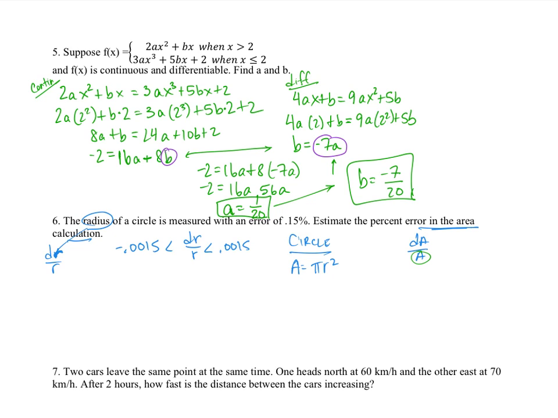But how do I get the dA? Oh, I can just differentiate this with respect to r. So dA equals 2 pi r dr. I implicitly differentiated with respect to r. You could have said dA/dr and then solved it, but I chose to keep the dr on the right side. By doing that, now I know dA, and all I'm going to do is substitute this dA up here.